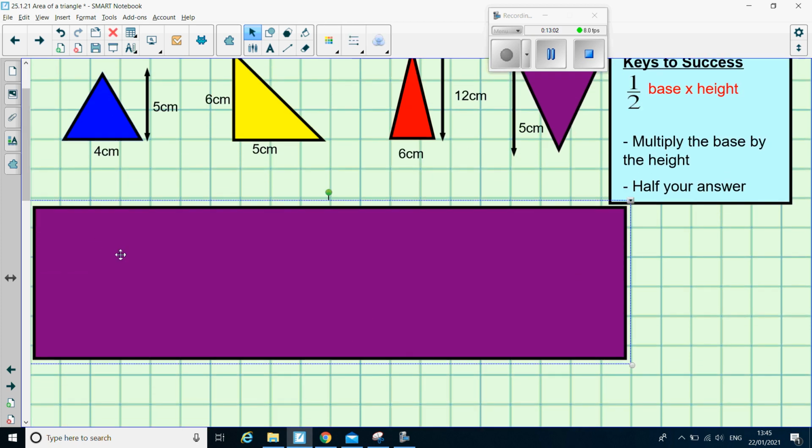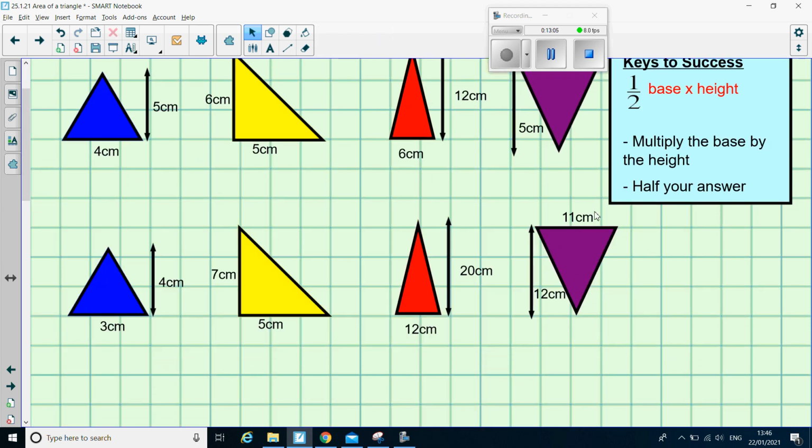Okay, some more fluency questions for you to have a go at then. So the next 4, if you pause the video and have a go at the next 4 triangles and finding their area. Okay, I'll go through the answers then. So the blue triangle, we were looking for 6 centimetres squared. The yellow triangle, 17.5 centimetres squared. The red triangle, 120 centimetres squared. The purple triangle, 66 centimetres squared.